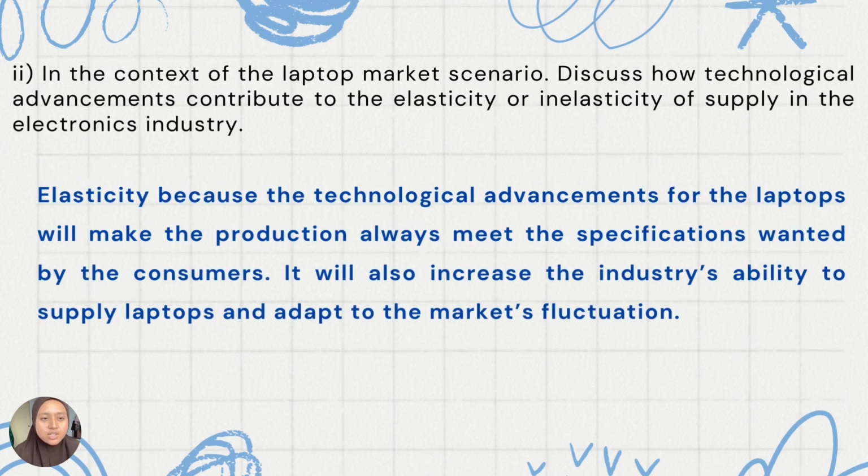So next, in the context of the laptop market scenario, discuss how technological advancements contribute to the elasticity or inelasticity of supply in the electronics industry. So the answer is elastic because the technological advancements for the laptops will make the production always meet the specifications wanted by the consumers. It will also increase the industry's ability to supply laptops and adapt to the market's fluctuation.